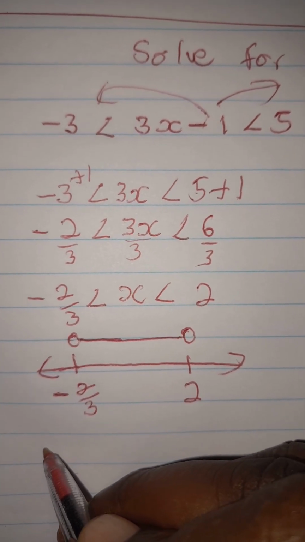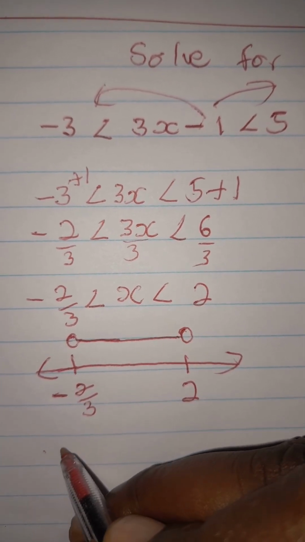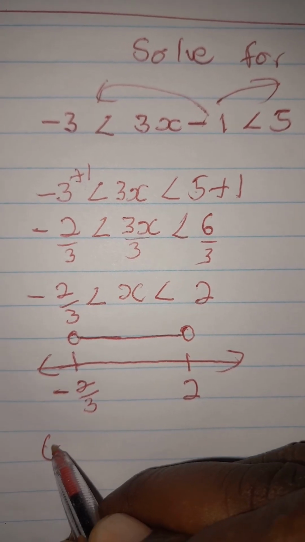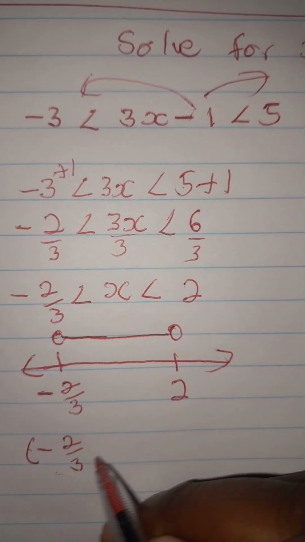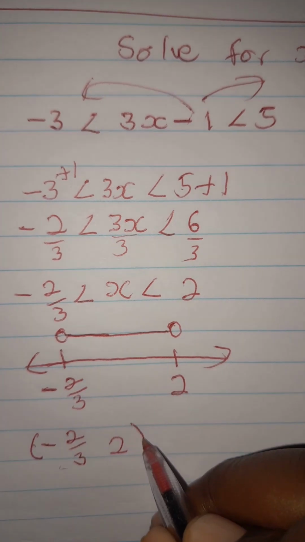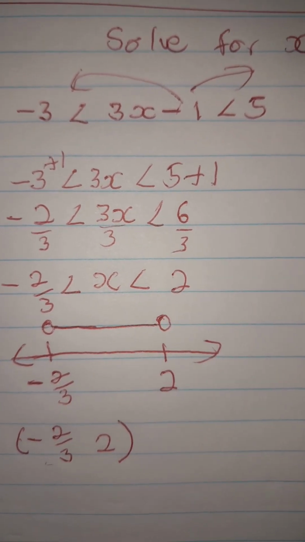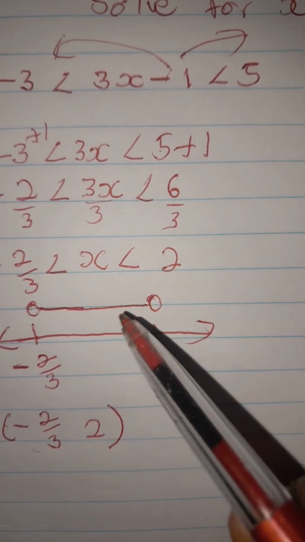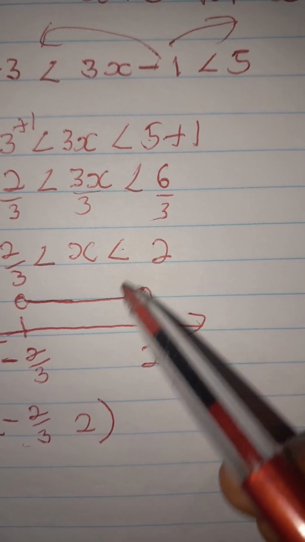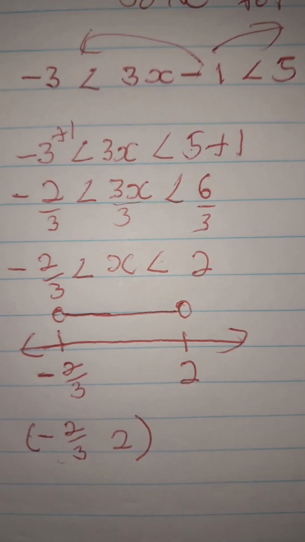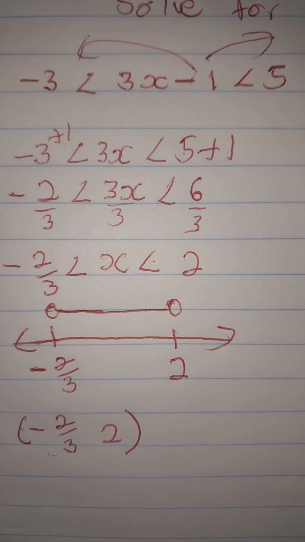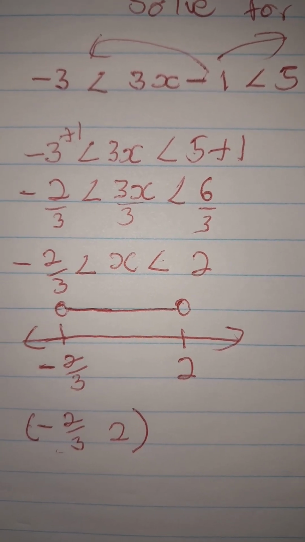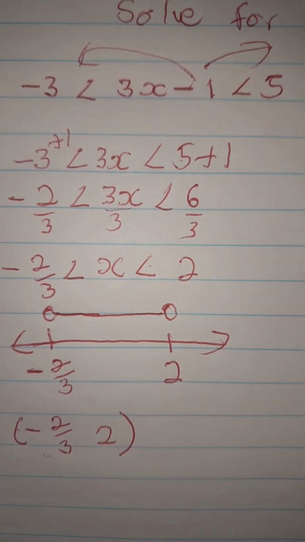So let's represent this in interval notation. In interval notation, it will be x is an element of -2 all over 3 and 2. So that's the solution in this case. If it was less or equal to, we could use a bigger bracket, but we will leave it in this manner. So this is how you can work out your inequalities, guys.